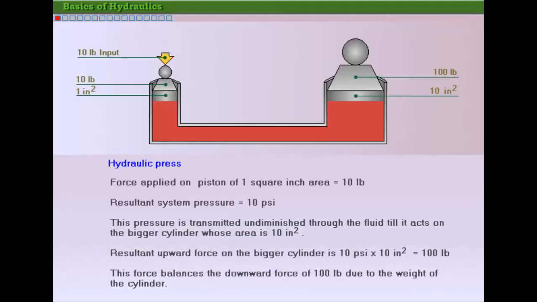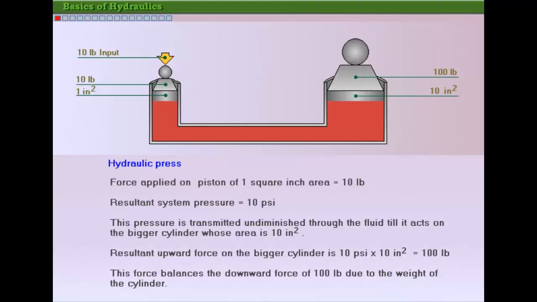The hydraulic press uses the principle stated in Pascal's law to multiply force applied on a small area to a bigger force from a larger area. Let's see how Bramah, a British mechanic, applied Pascal's principle to the hydraulic press. A force of 10 pounds is applied to a piston area equal to 1 square inch. The resultant system pressure is then 10 pounds per square inch or 10 psi.